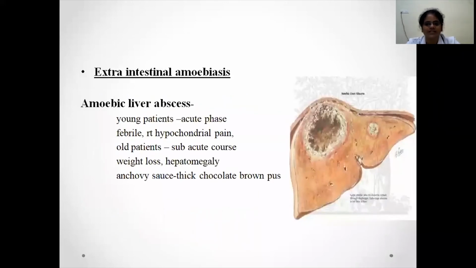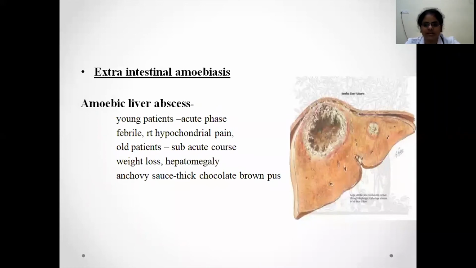Coming to extraintestinal amoebiasis, the majority of presentations will be amoebic liver abscess. Usually young patients present in an acute phase, that is febrile, with right hypochondrial pain. In old patients, it will take a subacute course, meaning acute manifestations like fever or severe pain wouldn't be there. In a chronic course, weight loss and hepatomegaly can be seen.